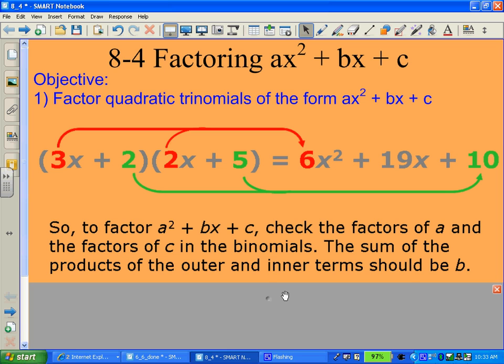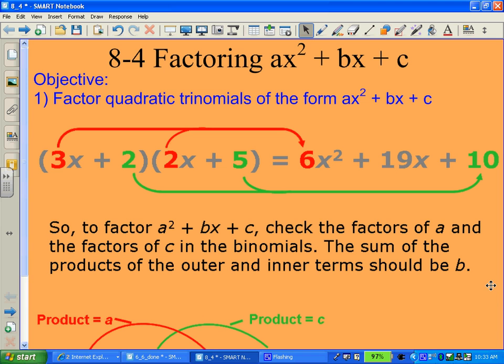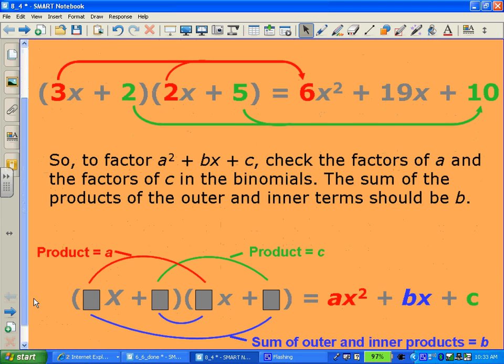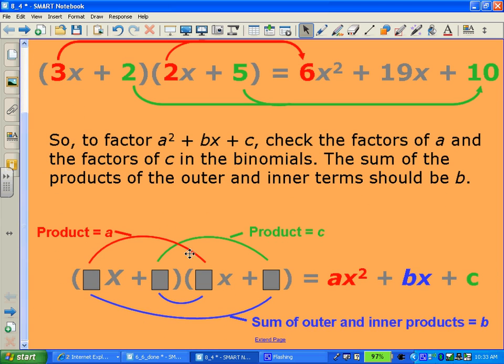And the sum of the products of the outer and the inner has to be B. Okay? So the products here have to equal A, products here have to equal C, and then the combination of the inner and the outer products have to equal B.